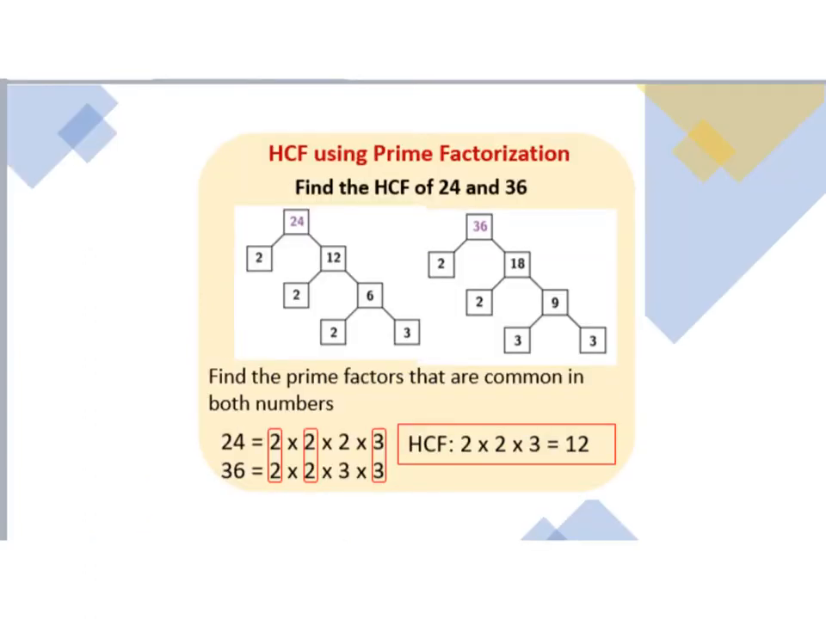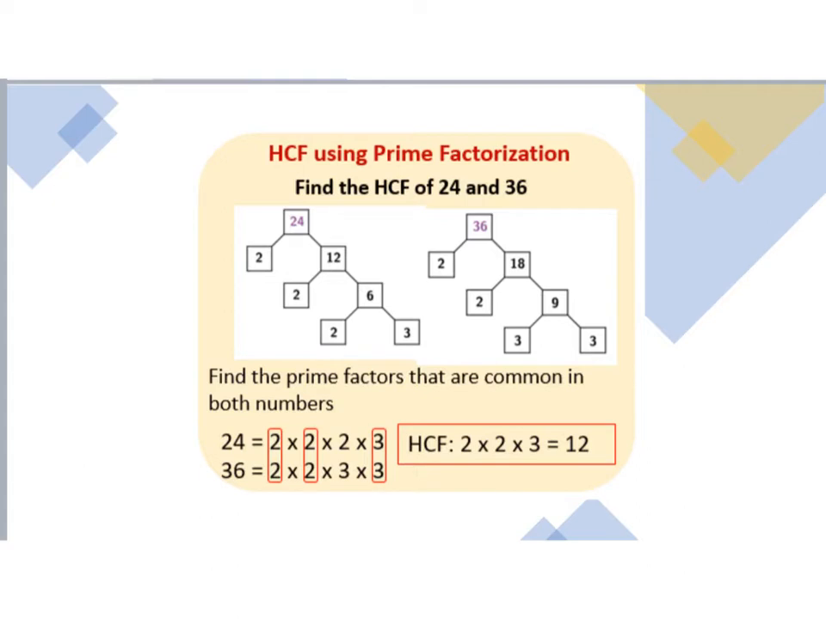Let's have a look at how to find the highest common factor using prime factorization. Again, there's a previous video on prime factorization, so there's a link in the description below, and also a card in the top corner of this video. So we're going to break down 24 into its prime factors and 36 into its prime factors here and here. So 24 can be written as 2 times 2 times 2 times 3 and 36 can be written as 2 times 2 times 3 times 3.